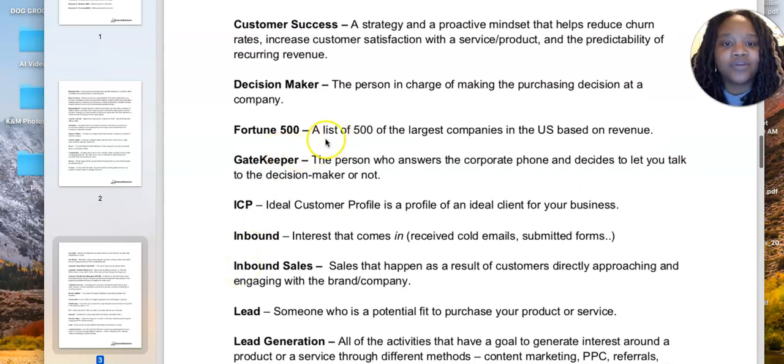Fortune 500 companies is simply a list of 500 of the largest companies in the US based off of revenue.